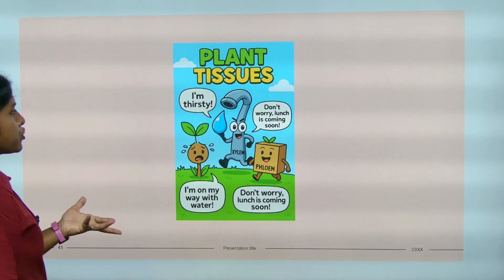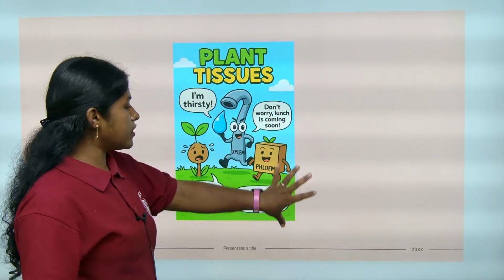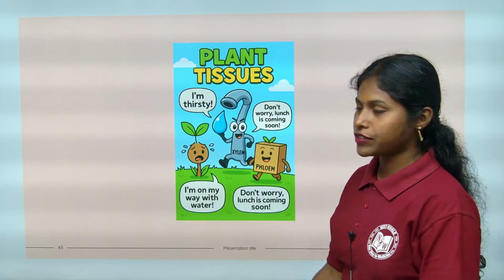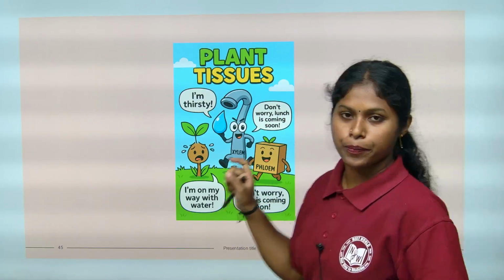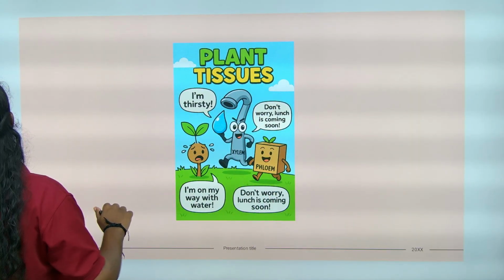Here are the plant tissues. When it is thirsty, the xylem comes into the picture, and when the food is ready, then the phloem comes into the picture and distributes it to all parts of the plant body, right? So are you clear, children? So let's see here.